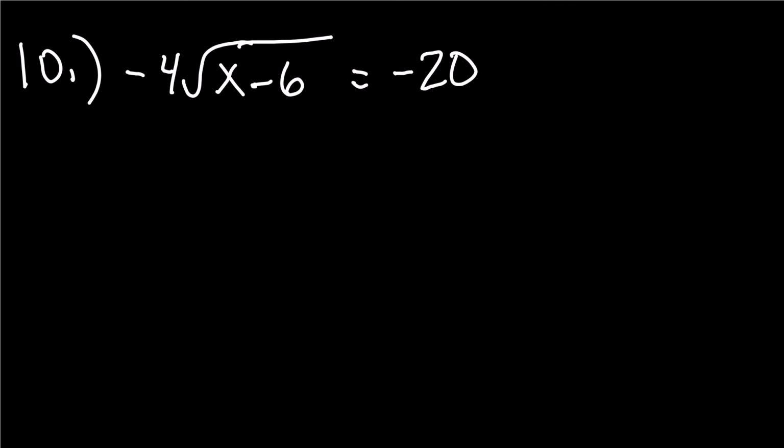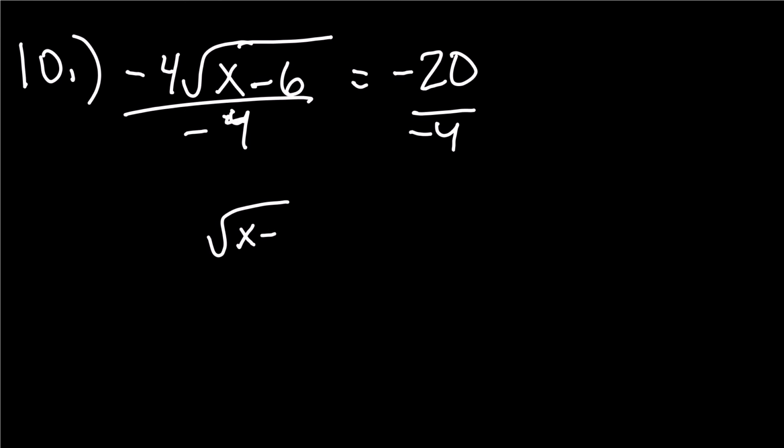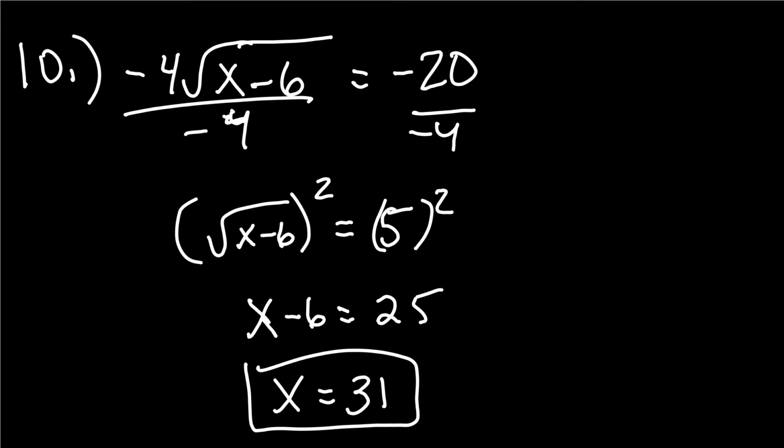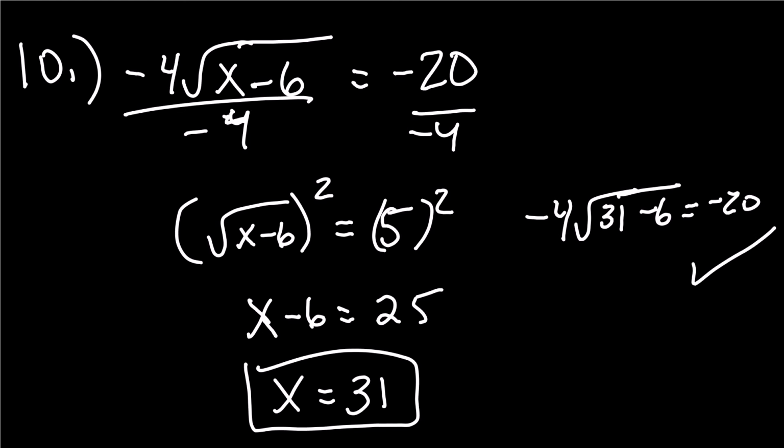All right, 10. We have negative 4 square root of x minus 6 equals negative 20. All right, I'm going to divide both sides by negative 4. I get the square root of x minus 6 equals positive 5. I square both sides, I get x minus 6 equals 25. I add 6 to both sides, I get x is equal to 31. All right, plug it in. I get negative 4 square root of 31 minus 6 equal to negative 20. And it works. Okay, so that's it for 10.